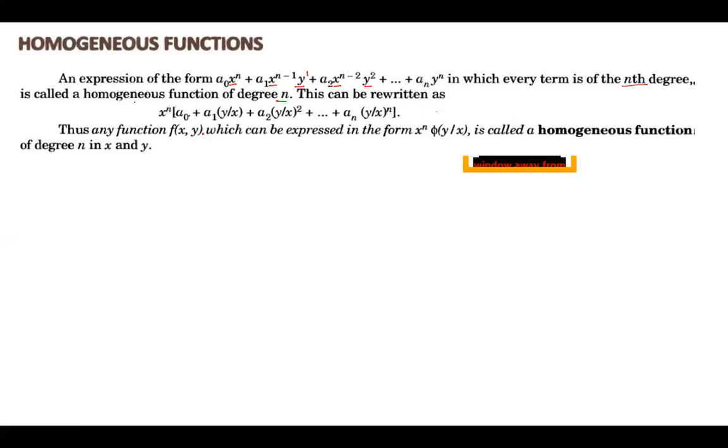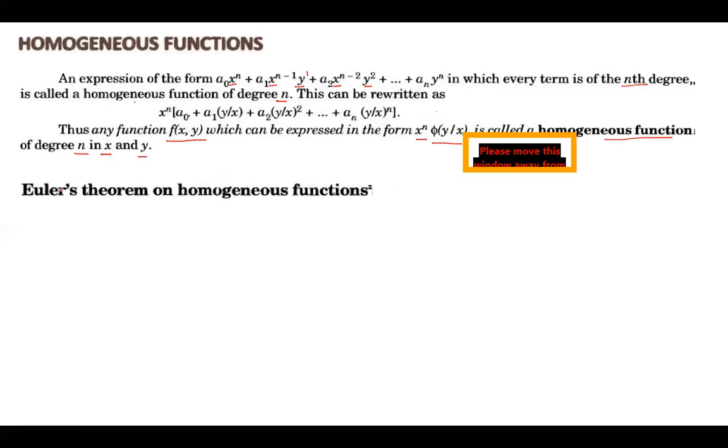So where each term is of nth degree, it is called a homogeneous function of degree n. This function can be rewritten by taking x to the power n common. What do we get? x to the power n times a naught plus a1 y by x plus a2 y by x the whole square and so on up to an y by x to the power n. So how do we generalize it? We'll say that any function f of x comma y which can be expressed in the form x to the power n times phi of y by x is called a homogeneous function of degree n in x and y.